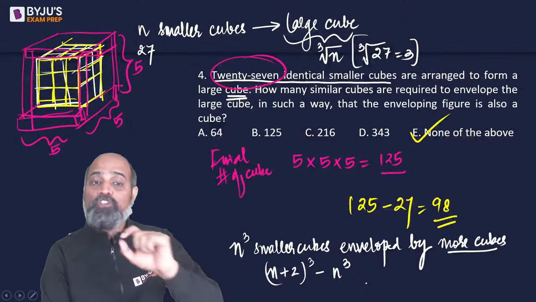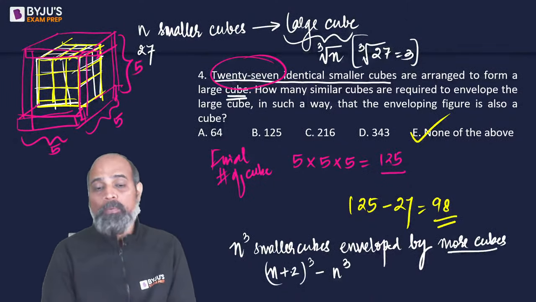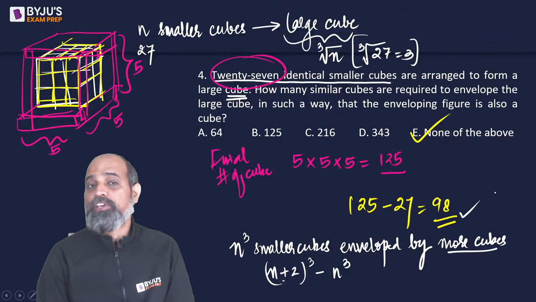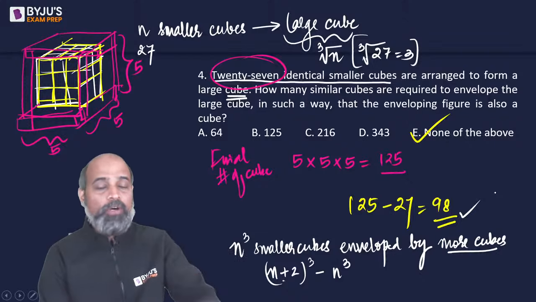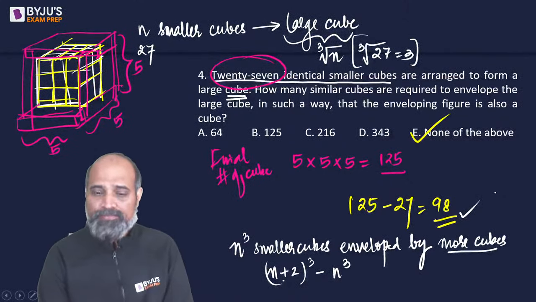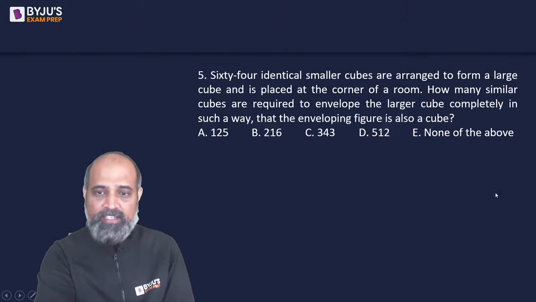So here n cube is 27, right? That means n is 3. So you put n equal to 3 here, you will get 3 plus 2, 5. 5 cube minus 3 cube, which is 125 minus 27. It will give you a total of 98 more cubes required to actually cover it along all its 6 faces. Okay, right. The answer is E.